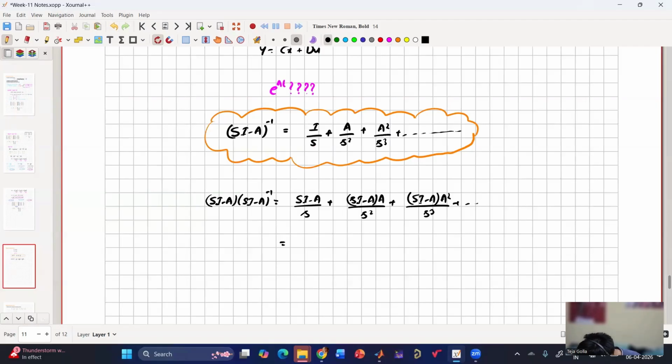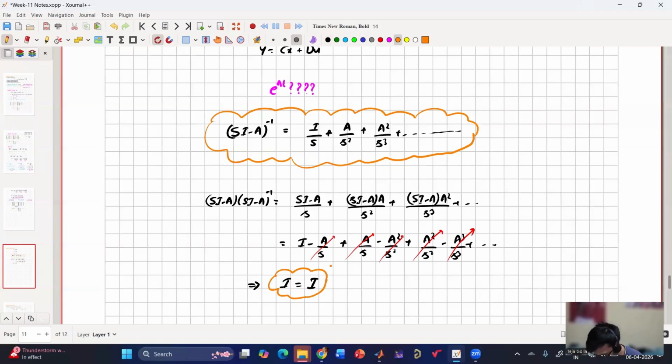So now this is I minus A by s plus A by s minus A square by s square, where the s terms will get cancelled, then A square by s square minus A cube by s cube, plus up to so on. If you see, all of this will get cancelled: this with this, this with this. So finally on the LHS we have I, on the RHS we have I. So it is true.